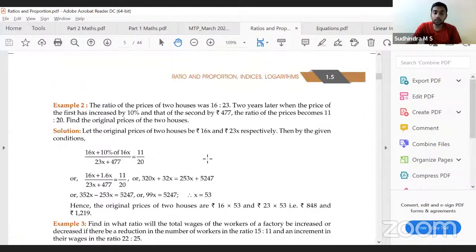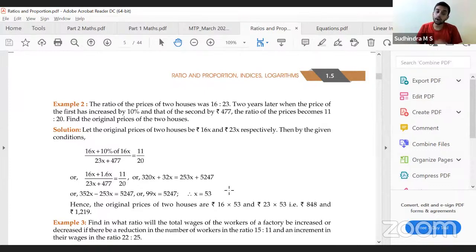Find in what ratio the total wages of the workers of a factory will be increased or decreased if there is a reduction in the number of workers in the ratio of 15:11 and an increment in their wages in the ratio of 22:25. So what is the ratio of change in wage? That could be an increase or decrease, we do not know. They have given us the number of workers ratio, old versus new, and they have also given us the wages of each worker, old versus new. We have to find out the total wages ratio, old versus new.